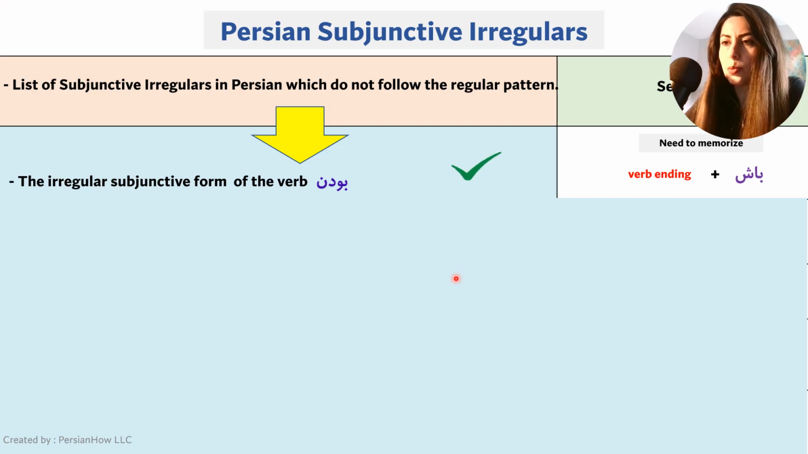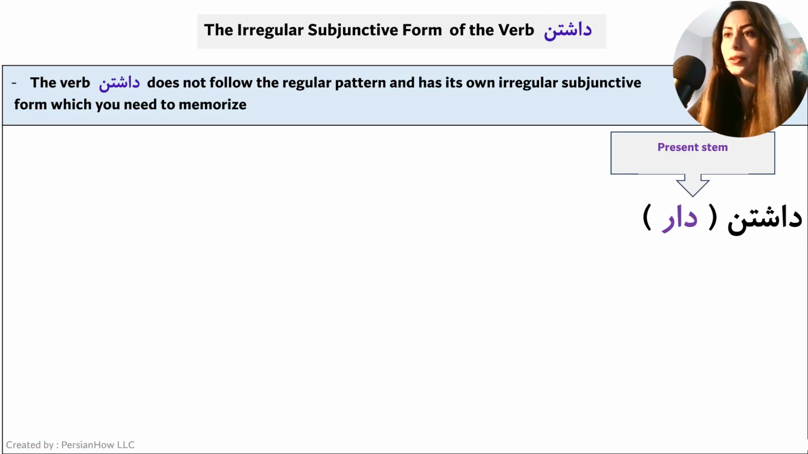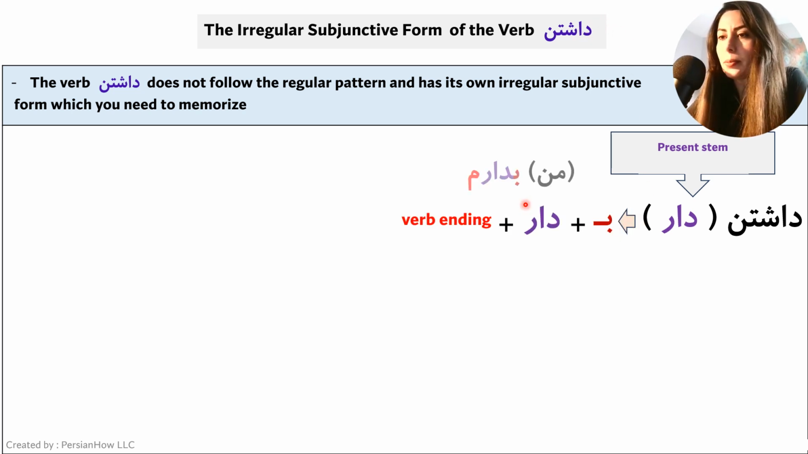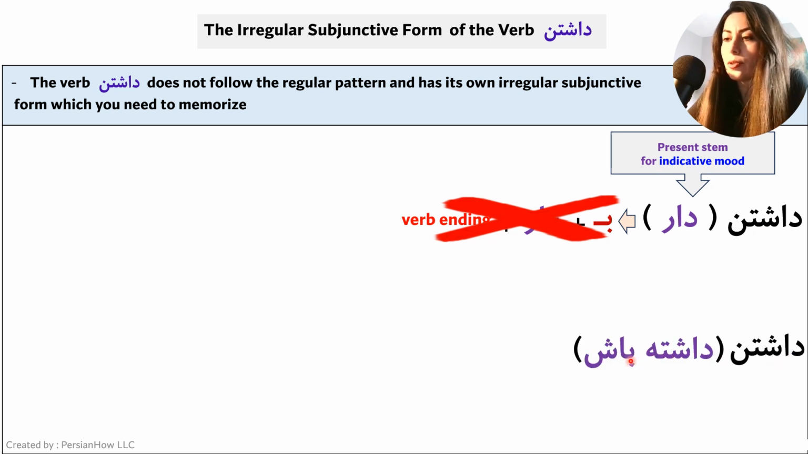So we covered بودن, and now let's go over the verb داشتن. Let's take a look at the verb داشتن. If we follow the formula, it would give me something like this one. For example, من بدارم. But no, again, that's wrong because دار is the present stem for the verb داشتن in indicative mood. So for subjunctive, it would be داشته باش.